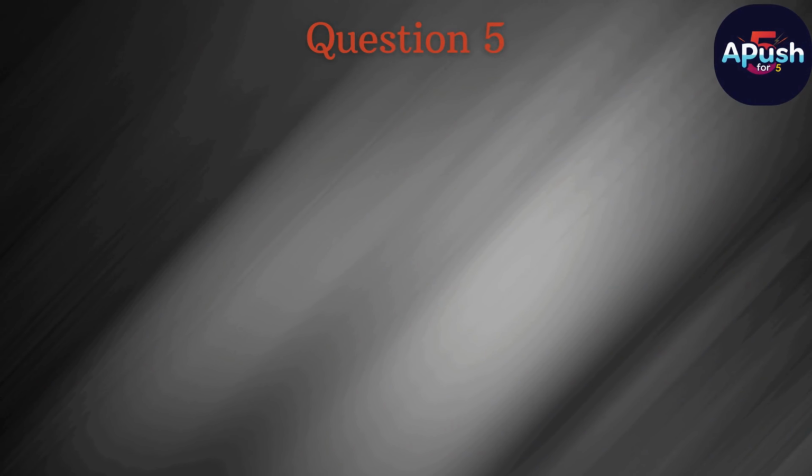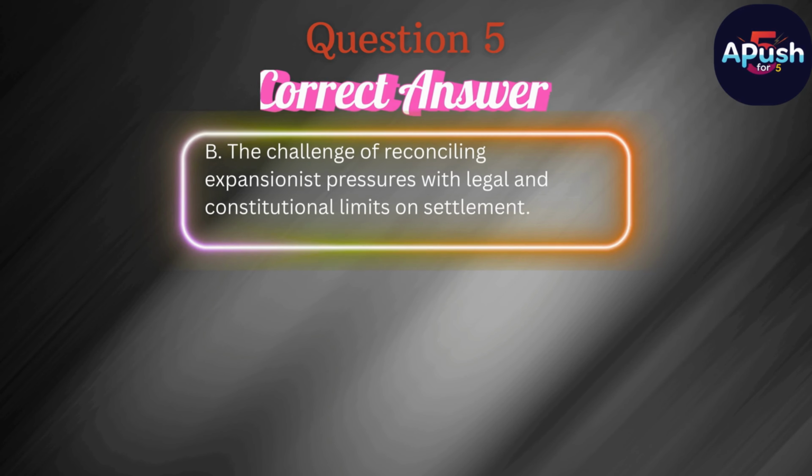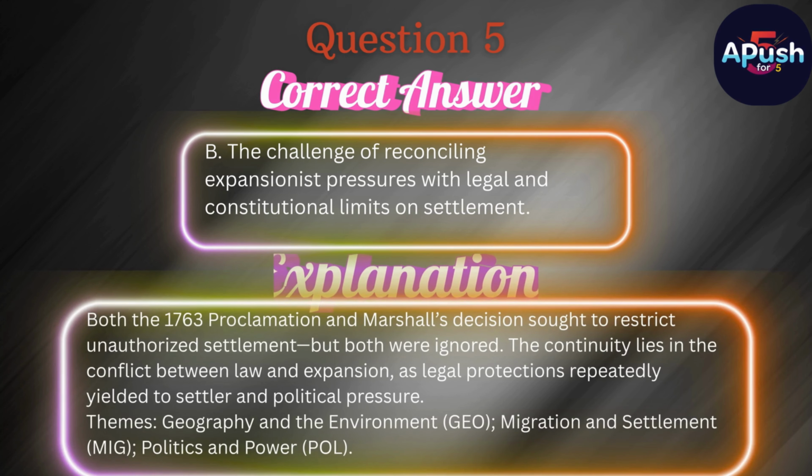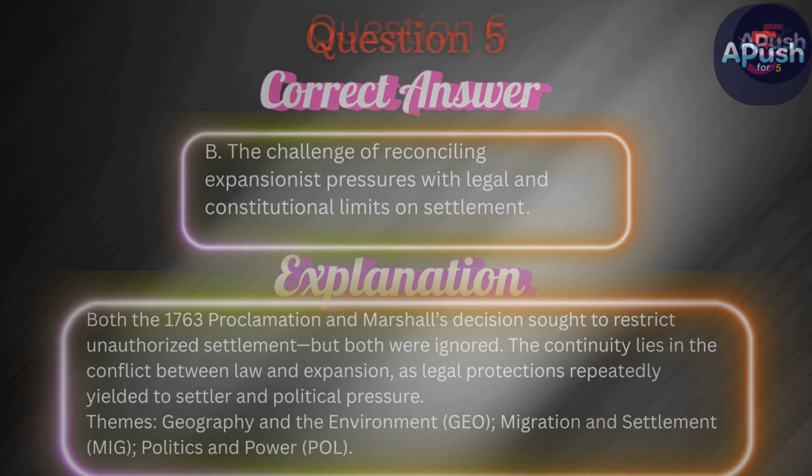The correct answer is B. The challenge of reconciling expansionist pressures with legal and constitutional limits on settlement. Both the 1763 proclamation and Marshall's decision sought to restrict unauthorized settlement, but both were ignored. The continuity lies in the conflict between law and expansion, as legal protections repeatedly yielded to settler and political pressure.